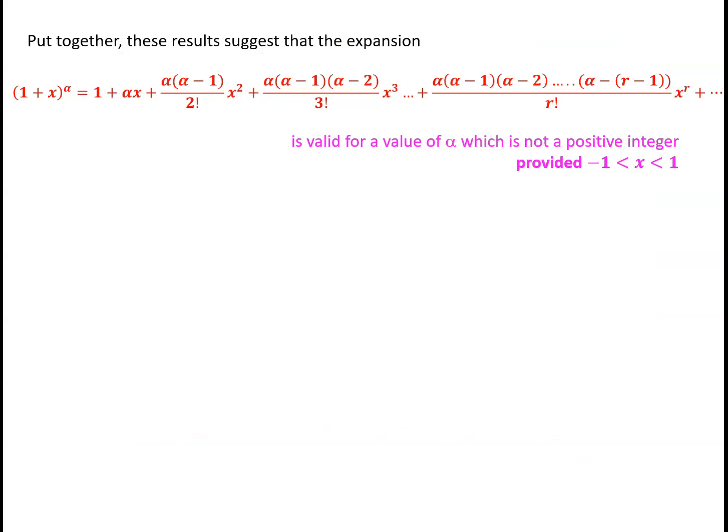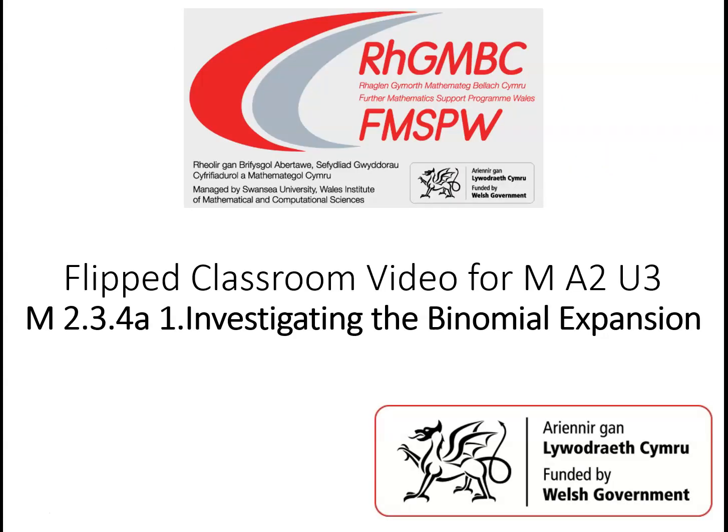Putting our experiences from these three examples together, we can draw the conclusion that the expansion for (1 + x)^α is valid for a value alpha which is not a positive integer, provided x lies between −1 and 1. So that concludes our introductory investigation into the extension to the binomial expansion.